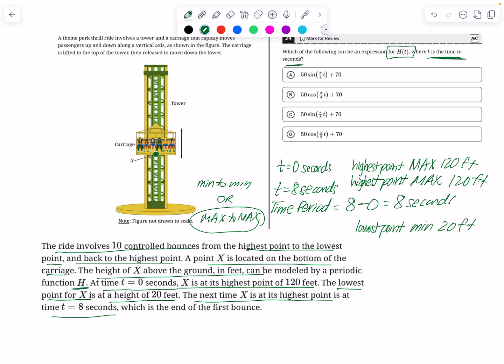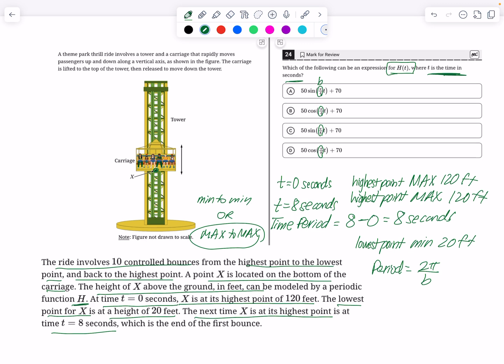So this helps us to figure out which of the following expressions will match the time period. So remember, the number in front of the t would be our b. And whenever we're talking about period, it is 2 pi over b. So if I were to plug in, for example, we either have a choice of pi over 4 or pi over 8 in the multiple choices. Let's see which one works to give us 8 seconds.